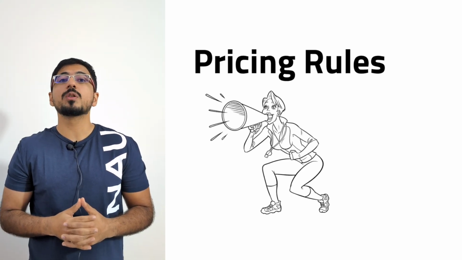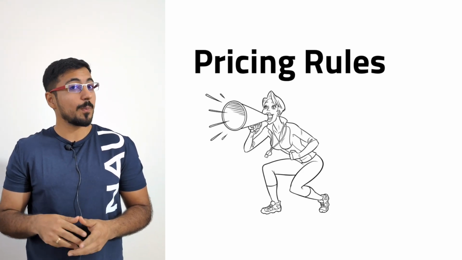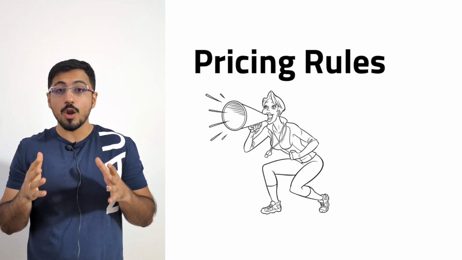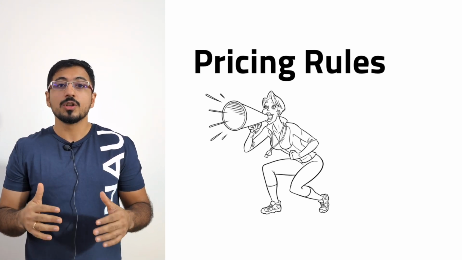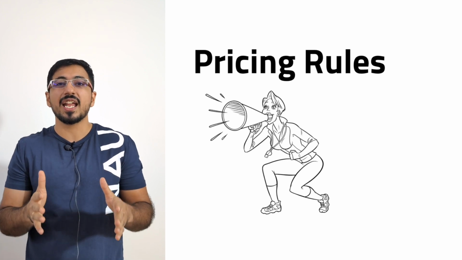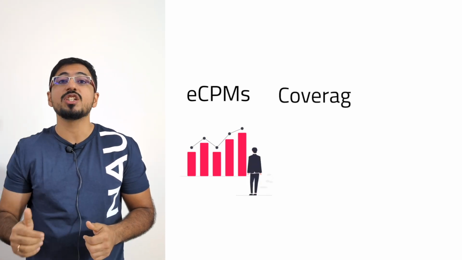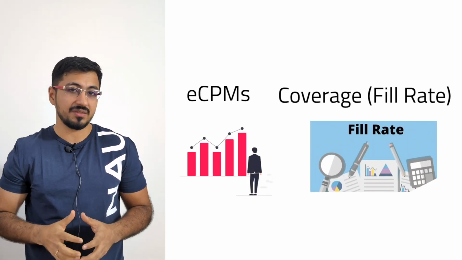Getting your pricing rules right is one of the most pivotal things to your business. If you get your pricing rules right, it can mean a lot in your revenue. It's the most important thing in your revenue optimization. And if you get it right, your eCPMs would be maximum and your coverage would be optimal.